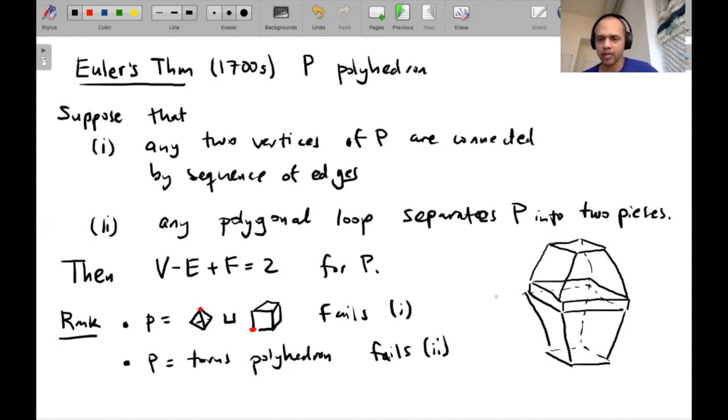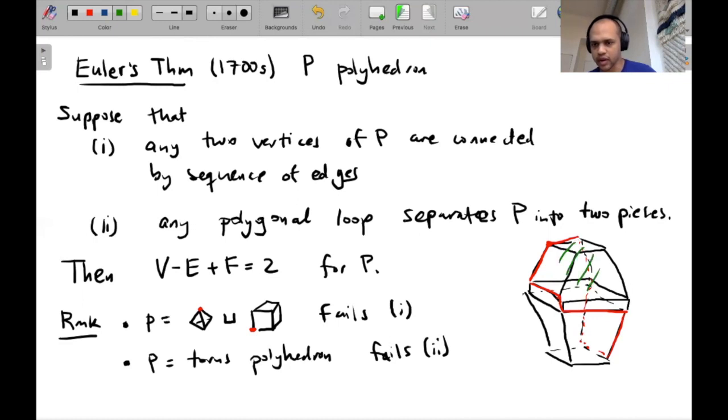So here's this pot polyhedron. You can just check. Any two vertices are connected by a sequence of edges. You give me two vertices, I'll find some sequence of edges between them. And then any polygonal loop separates P into two pieces. You can look at all the different loops. Maybe here's one, goes up around like this. And indeed, it separates into two pieces.